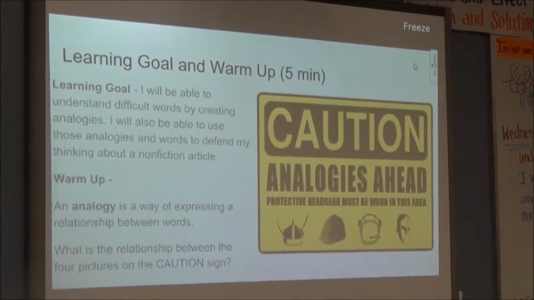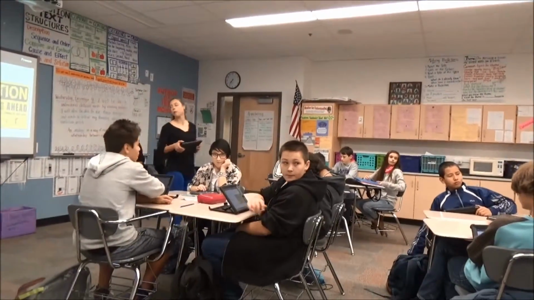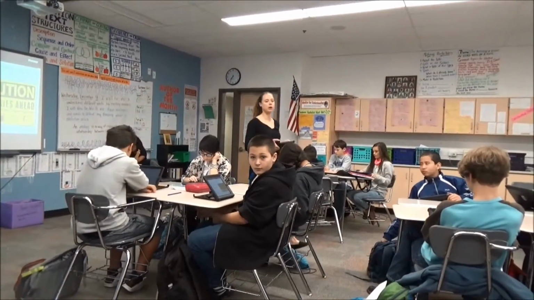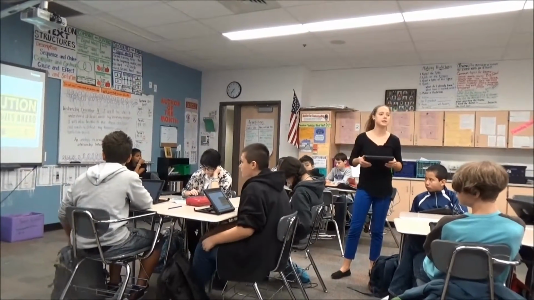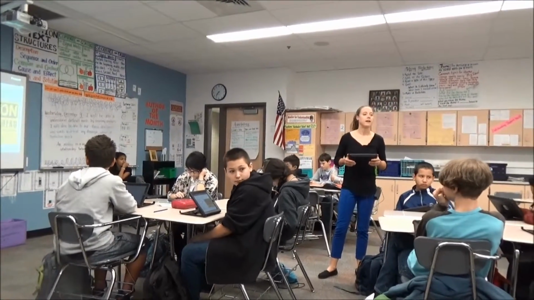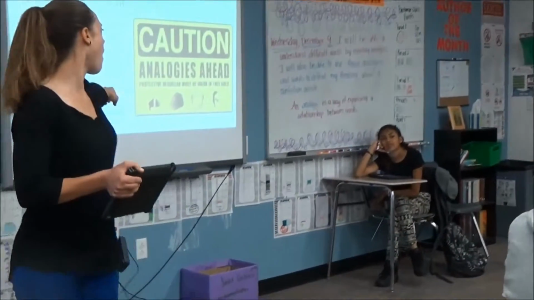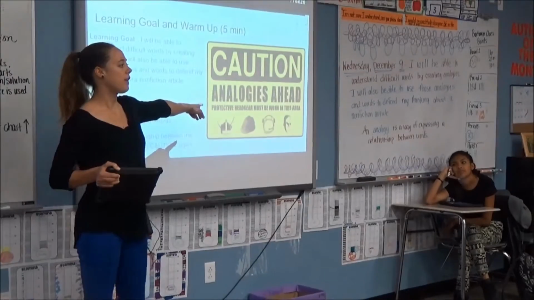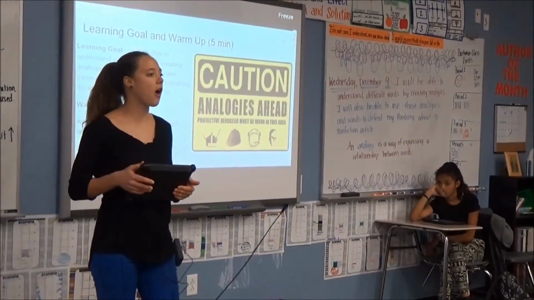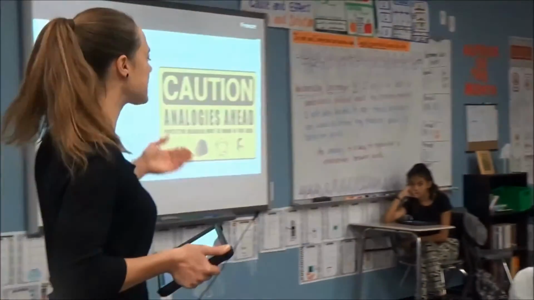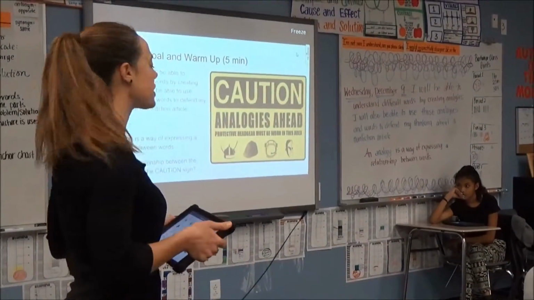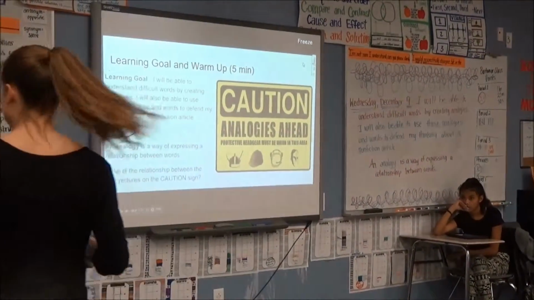Right? The warm-up, first of all, what are those four things? What do they all have in common? At the bottom of that caution sign. They are helmets. So all four of these, they are all helmets. They are all protecting your what from harm? Your head, your face, okay? So you just looked at this picture and you found the relationship between all four of these things.